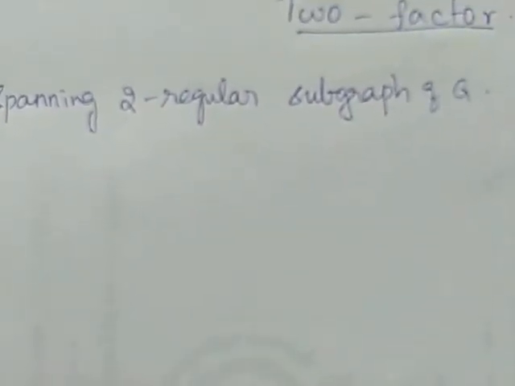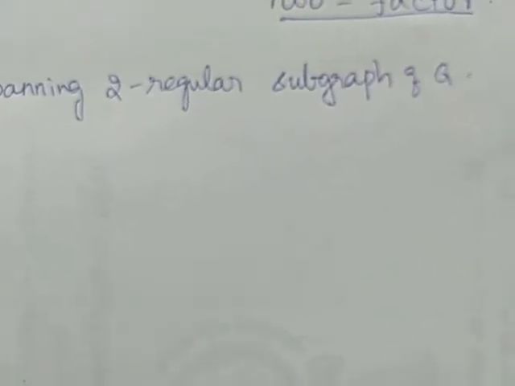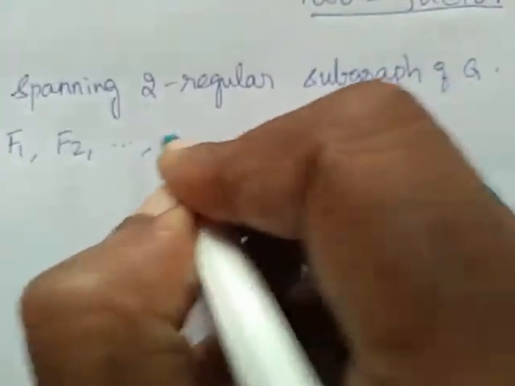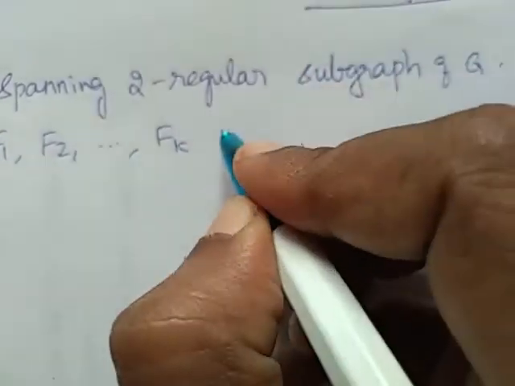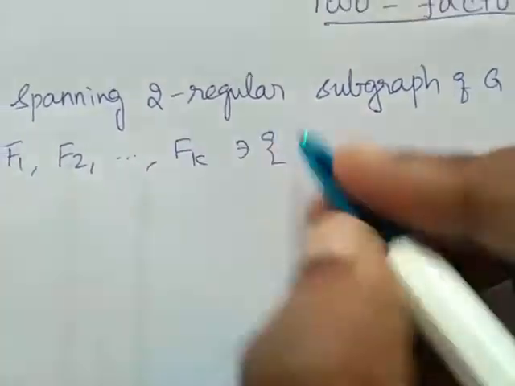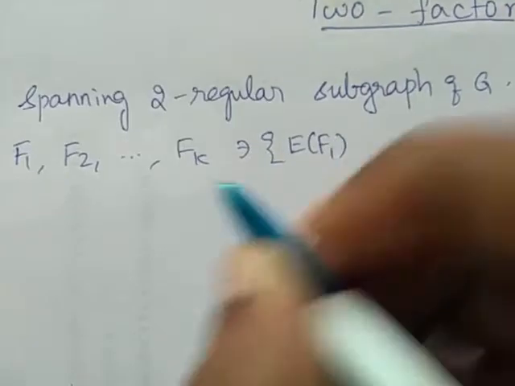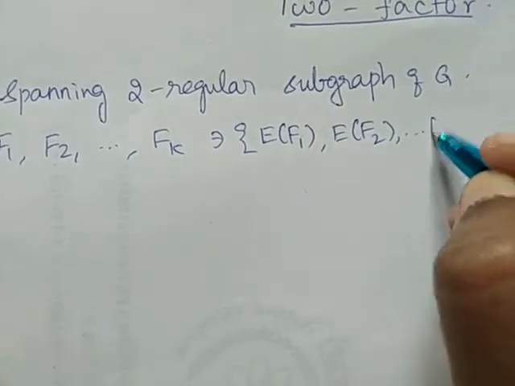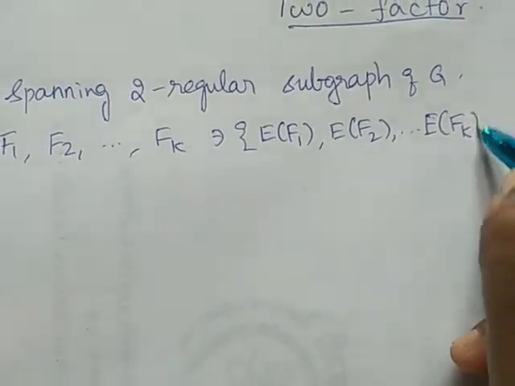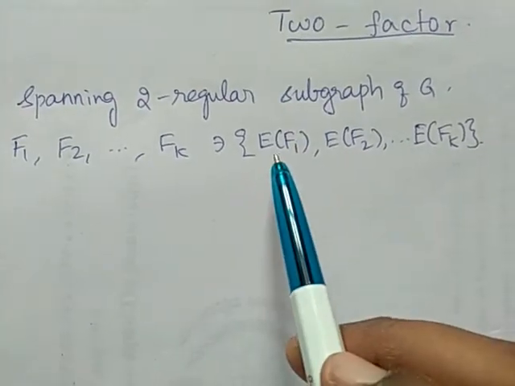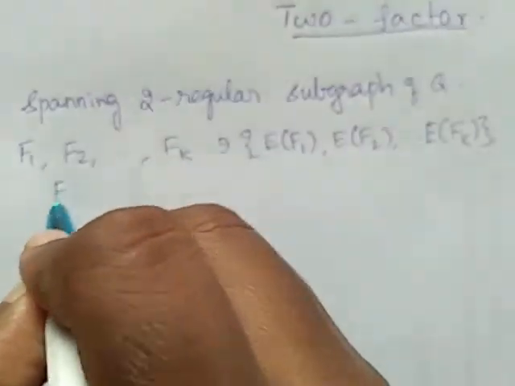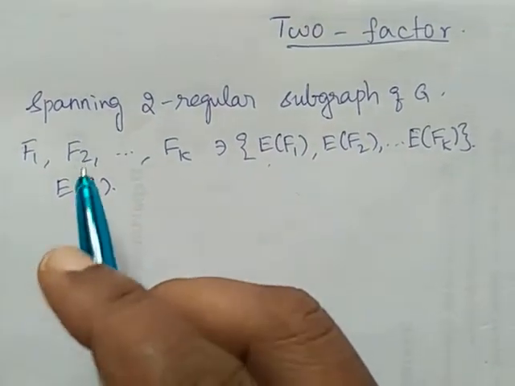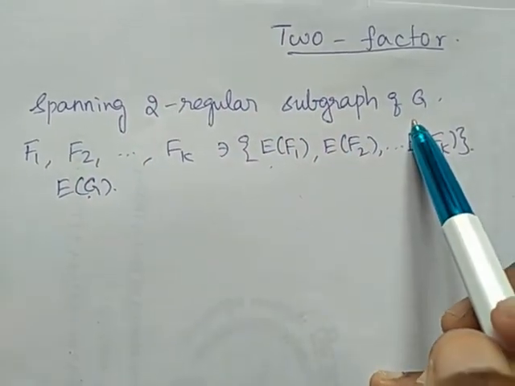So, if it is two factorable, if there exist two factors f1, f2, etc., fk such that the edge set of f1, which I will denote E of f1, the edge set of f2, the edge set of f3, etc., the edge set of fk is a partition of the set E. E of G is all the edges in G. Now, a spanning two regular subgraph of G is a two factor.